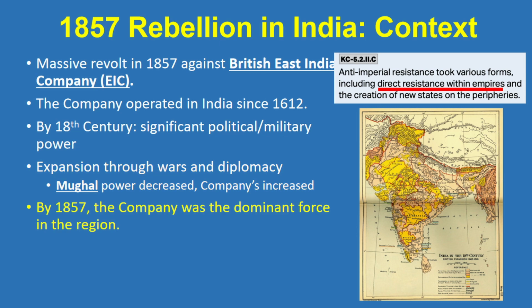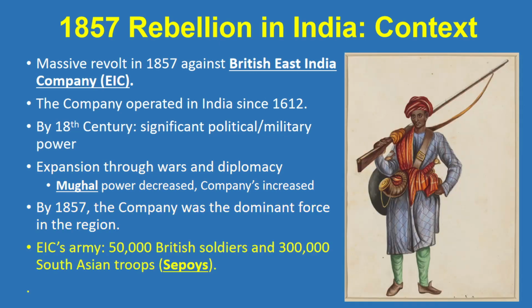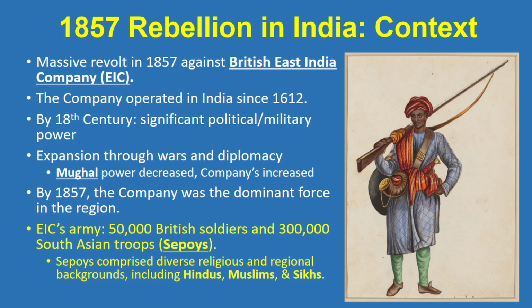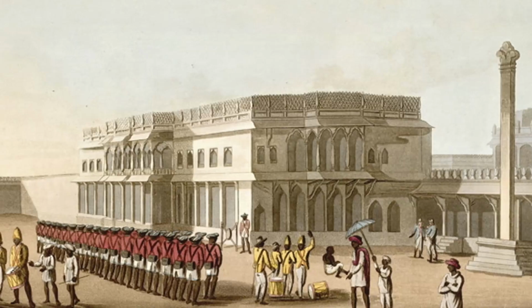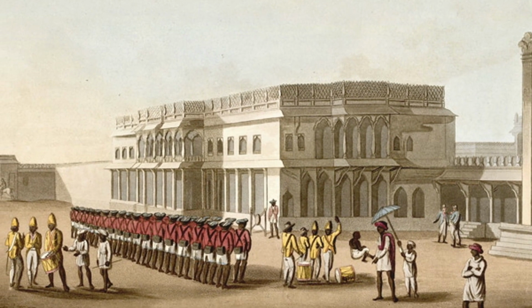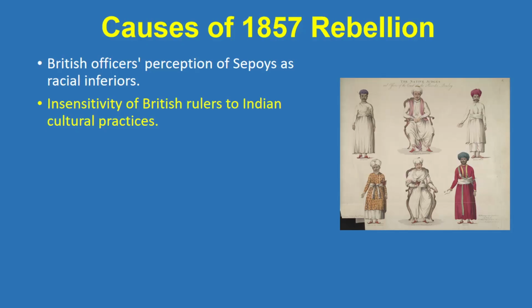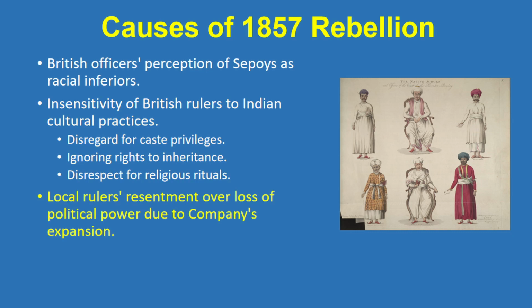By 1857, the company had a large army, with about 50,000 British soldiers and over 300,000 South Asian troops, which were called sepoys. The sepoys came from diverse regions in the subcontinent and included Hindus, Muslims, and Sikhs. There were many underlying causes of resentment against British rule. In India, British officers increasingly viewed the sepoys as racial inferiors. Many of the sepoys, and people in India in general, had seen the British rulers as insensitive to their cultural practices, such as caste privileges, rights to inheritance, and religious rituals. And many of the local rulers resented their loss of political power as the company expanded.